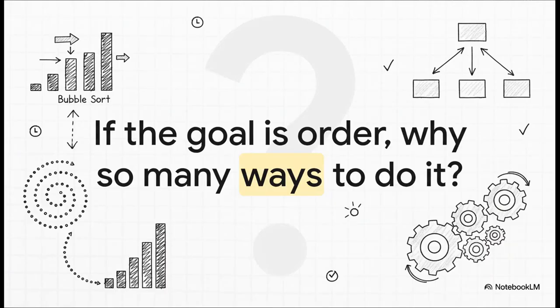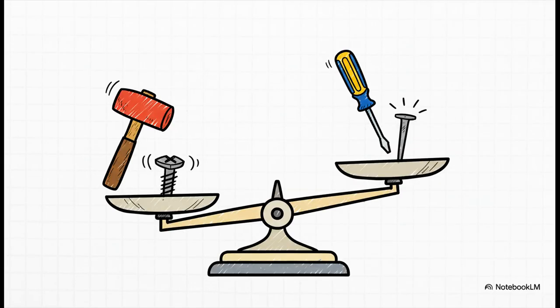So let's just get right to the big question, right? If all we want to do is get a list of numbers from smallest to largest, or a list of names from A to Z, why on earth are there so many different sorting algorithms? I mean, shouldn't there just be one best way to do it and we can all call it a day? Well, the short answer is nope. There really is no single best way.